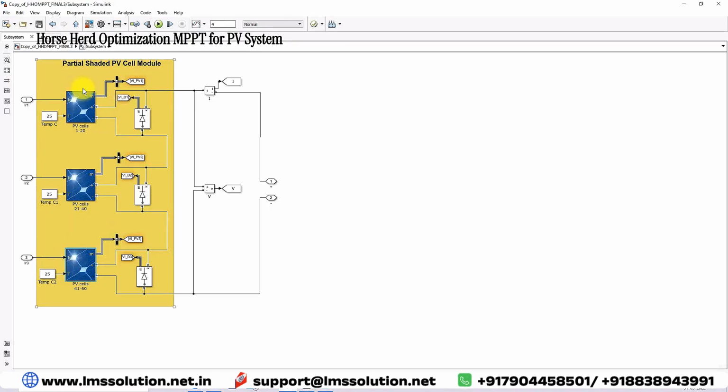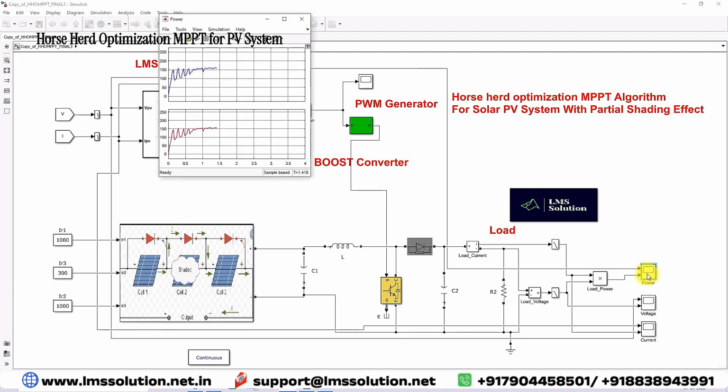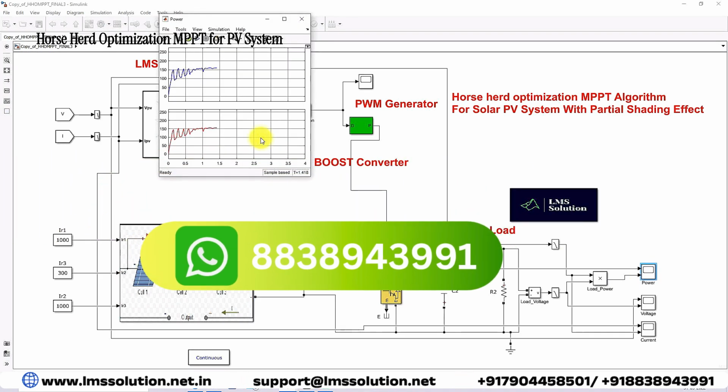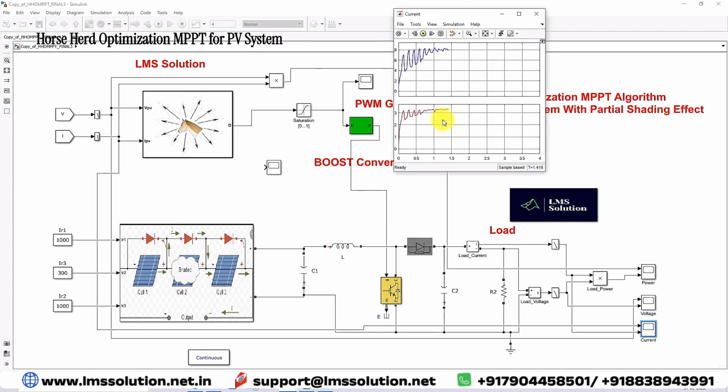The total rating of this panel is 250 watts. Here we are measuring the power of the PV panel and the load power, and here we are measuring the PV voltage and the load voltage. Here we are measuring the PV current and the load current.